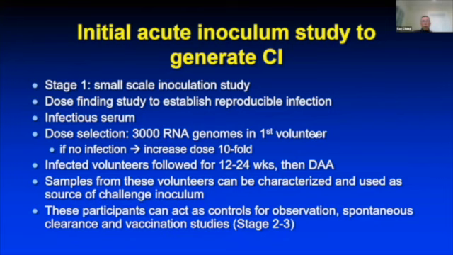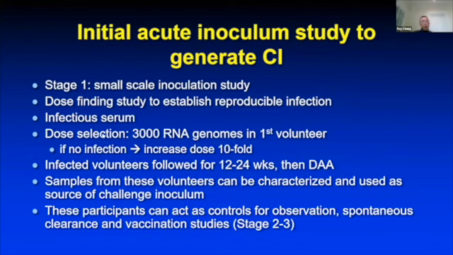So how would we start? And this would be, again, a segue to the ultimate vaccine study. And we would start with a first stage study. And this would be a small scale inoculation study. This would essentially establish a dose that would lead to reproducible infection.